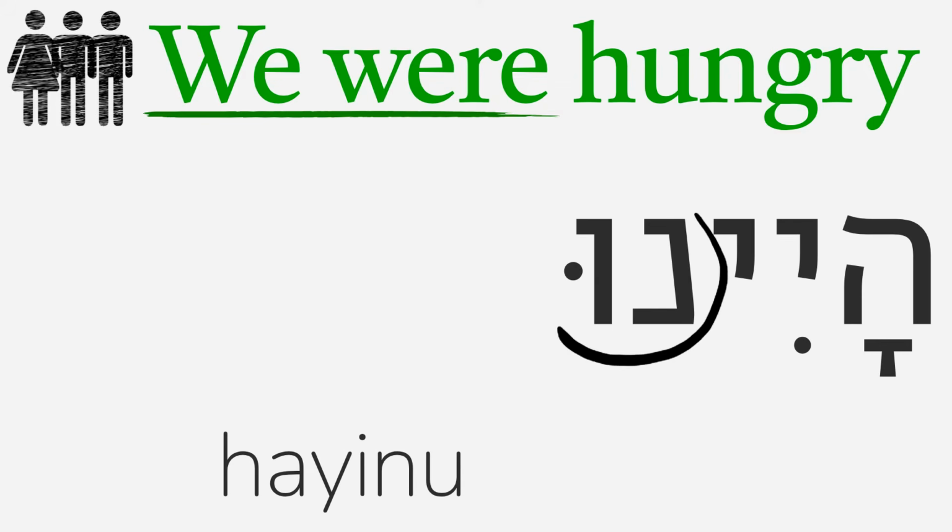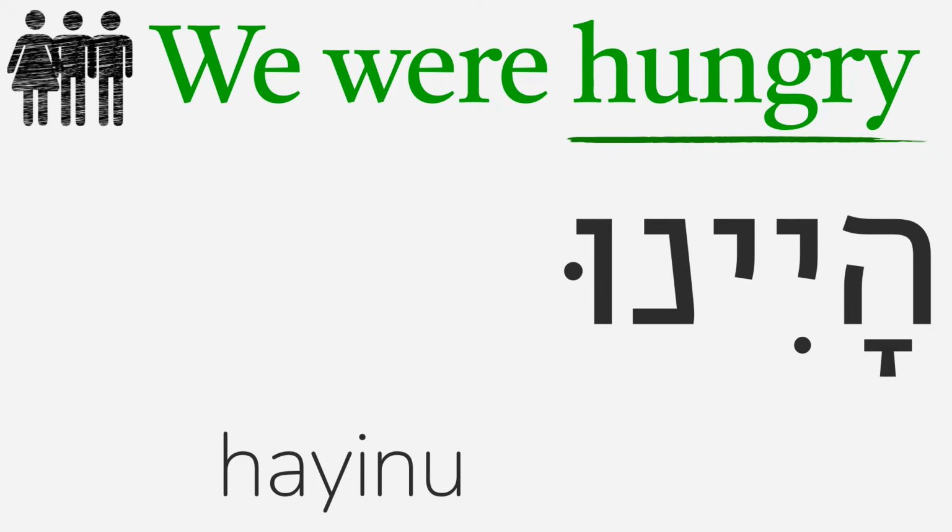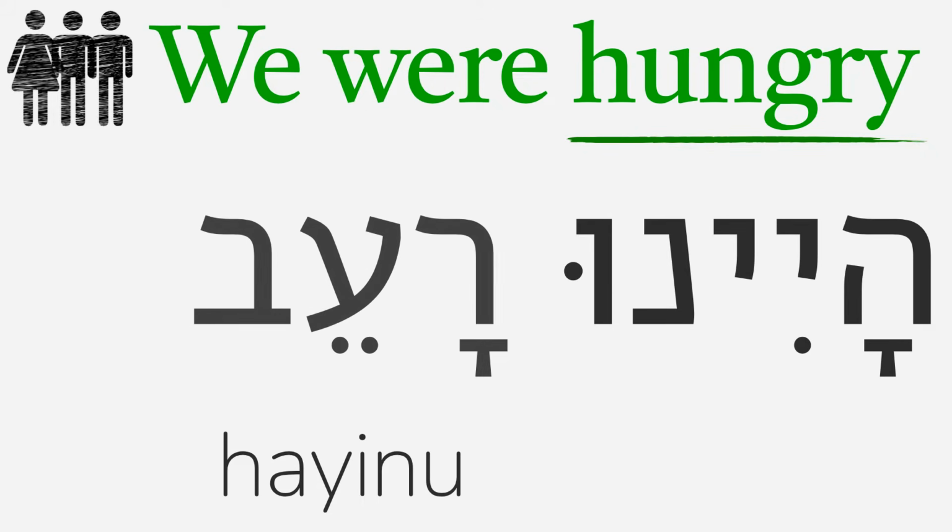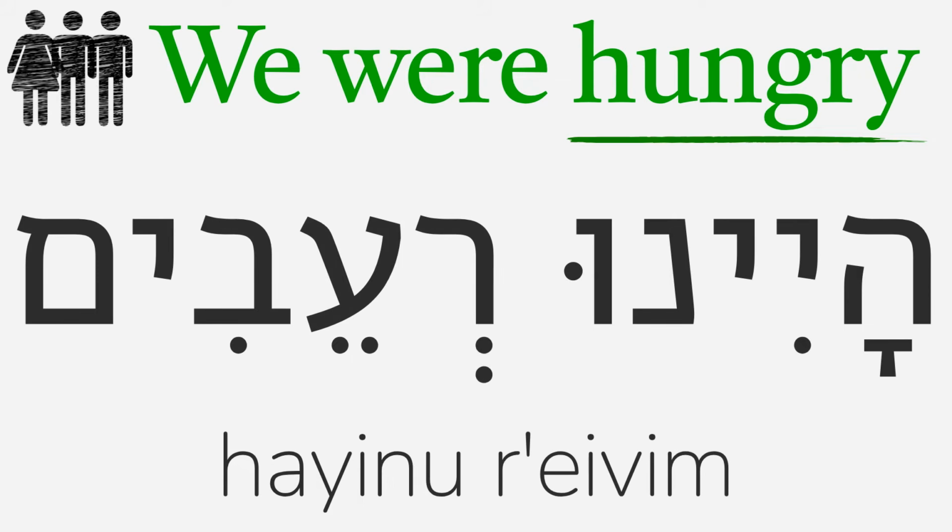Let's say we were hungry, where the we is a mixed group of both men and women. We were will be the verb hayinu, with the nu ending that shows that the subject is we and the tense is past. Hungry will be the masculine plural form of ra'ev, which is ra'evim. Hayinu ra'evim. We were hungry.